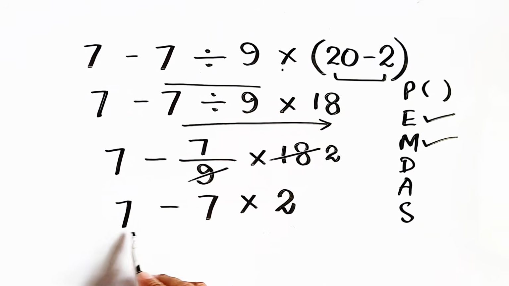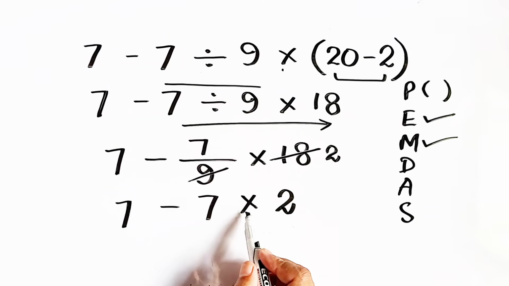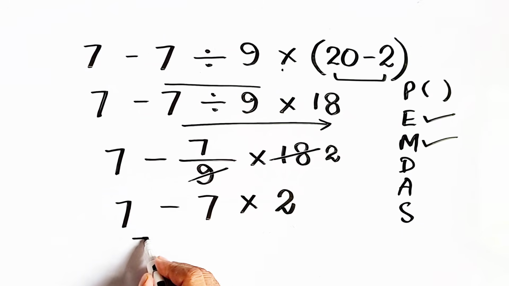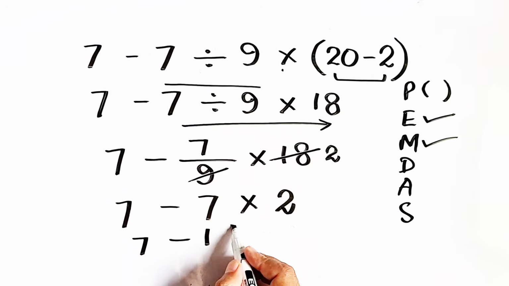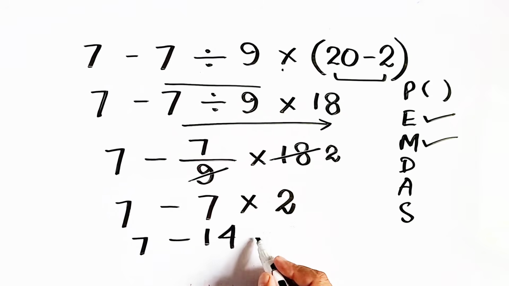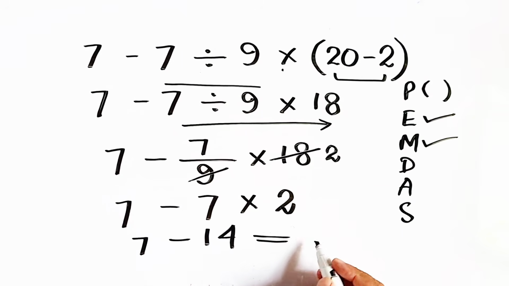Okay, now don't solve this subtraction before this multiplication because multiplication has higher priority. So 7 minus, it will become 14. Finally we will get minus 7, which is our answer for this question.